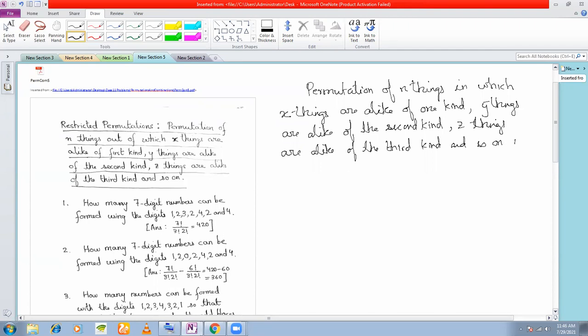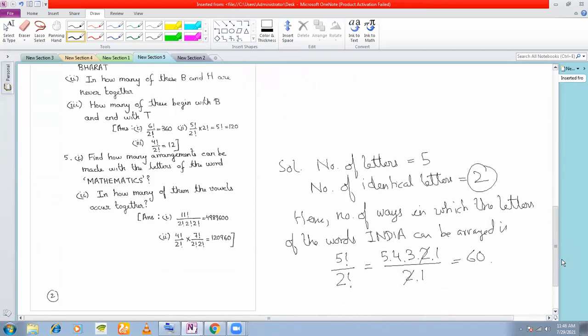is given by factorial n divided by factorial x into factorial y into factorial z, and so on, for whatever things are alike of that kind. Remember this. Now I gave you an example yesterday also, just as an application of this formula.